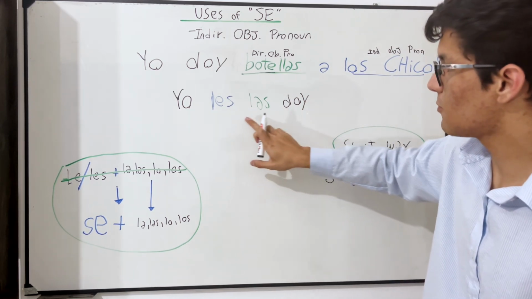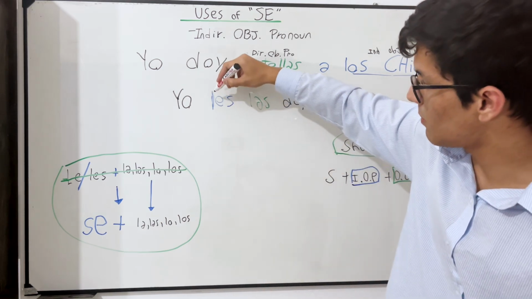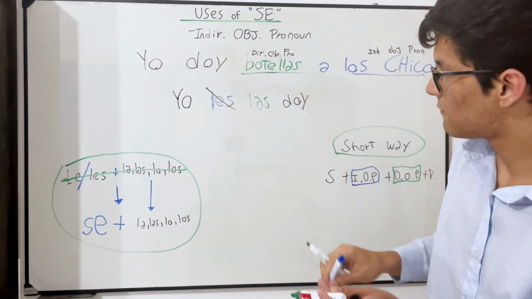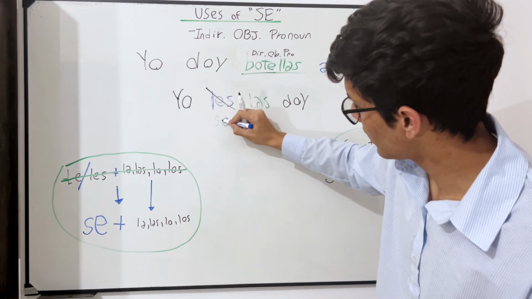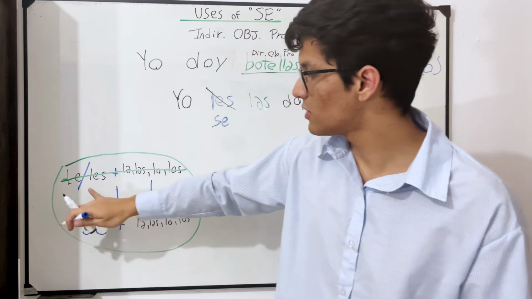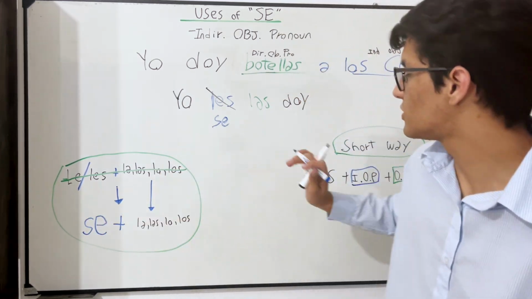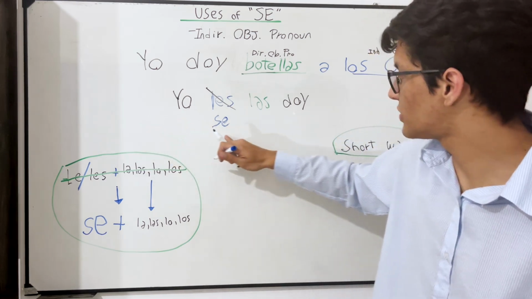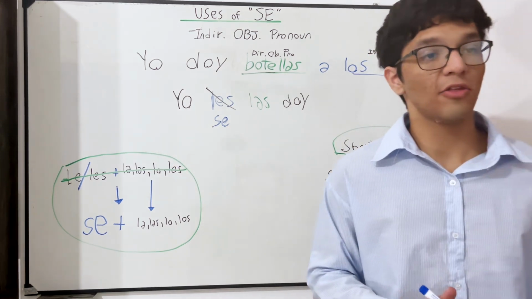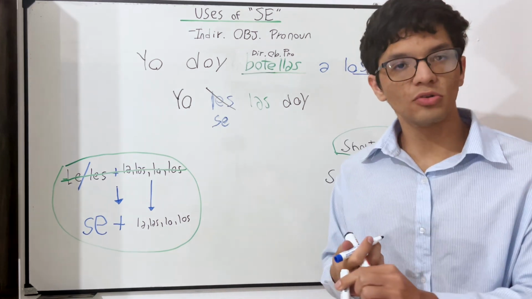Now, again, we have exactly the same type of problem. Yo les las, we cannot say les las. So what we are gonna say is just replace this les for se, for this pronoun, se. Why? Because we cannot say les plus las. We cannot say that, so we are gonna say yo se las doy. I give them to them. I give the bottles to the guys.